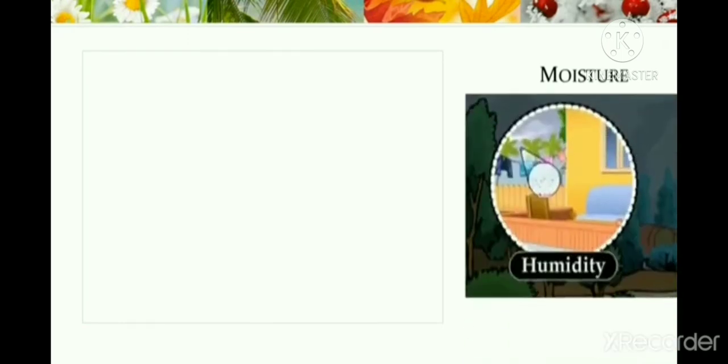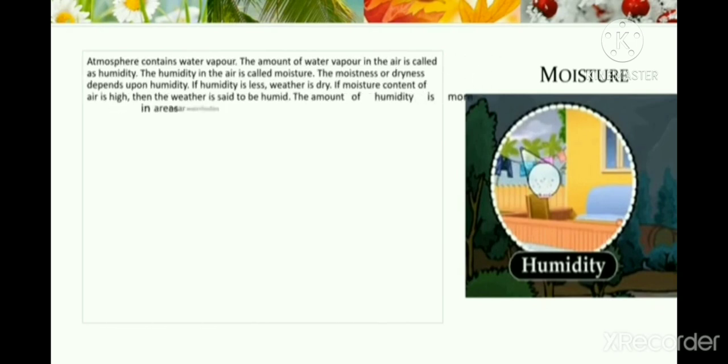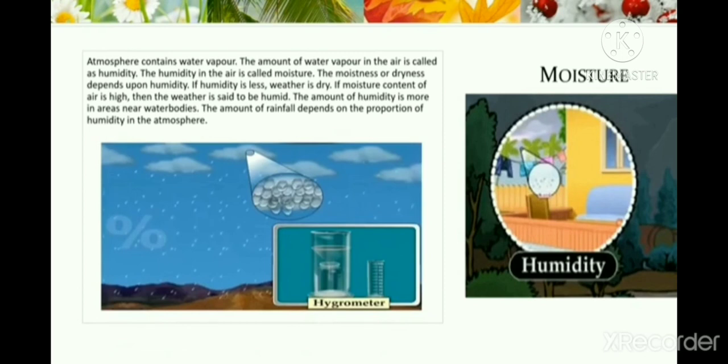Now let us see the next element, which is moisture. We have already seen that it takes more time to dry clothes when there is humidity in the atmosphere. The atmosphere contains water vapor. The amount of water vapor in the air is called humidity. The humidity in the air is called moisture. The moistness or dryness depends on the humidity. If the humidity is less, the weather is dry. If the moisture content of the air is high, then the weather is said to be humid.